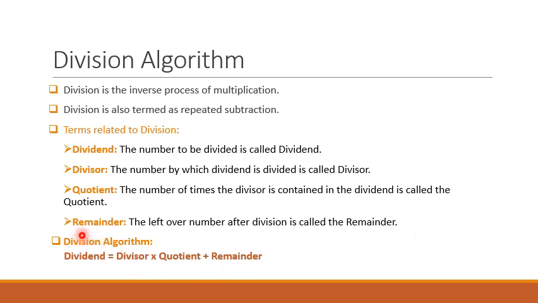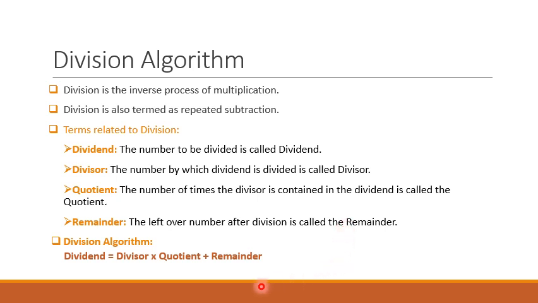Now the next term is remainder. The leftover number after division is called the remainder. So you must be remembering while performing division many a times the dividend does not get completely divided by divisor and some number is left over. So this leftover number is known as the remainder.